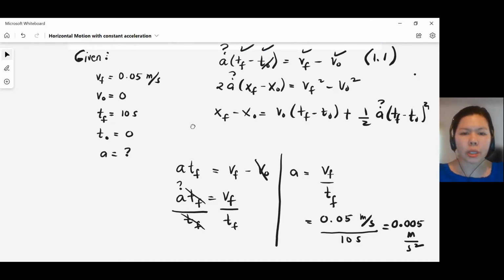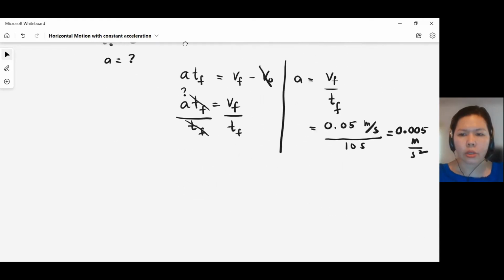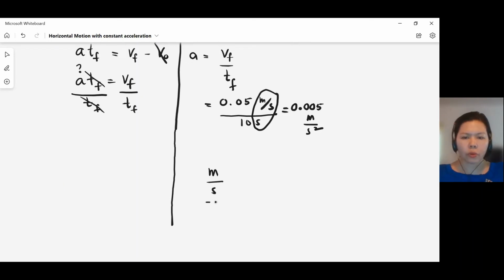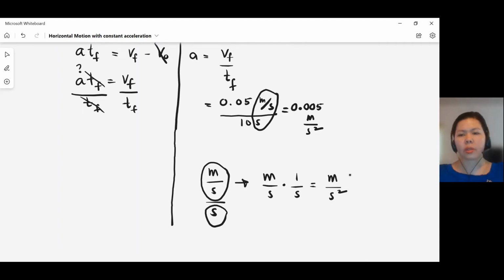That's the unit for acceleration, but let's clarify that. We have arrived at that answer because of this meter per second over second, and this is like division of fractions. We have meter per second times the reciprocal of the denominator. Numerator, meter per second, times the reciprocal of the denominator, which is second. The reciprocal of second is 1 over second. So we have meter per second squared.